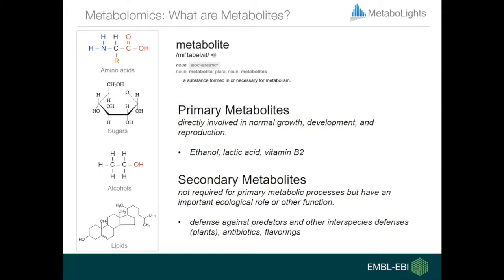So we typically think of two kinds of metabolites: the primary ones, which are directly involved in normal growth, development, and reproduction. And then there's secondary metabolites, which are not required for primary processes, but have an important ecological role or other function. Antibiotics are an example of those, but also plants produce things to make sure predators don't eat them. They can grow without it. It's just an added protection.